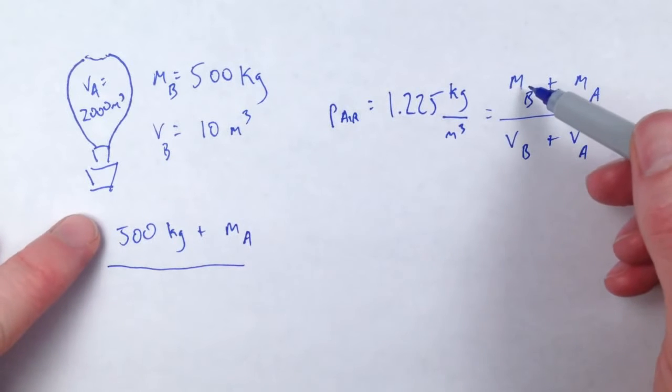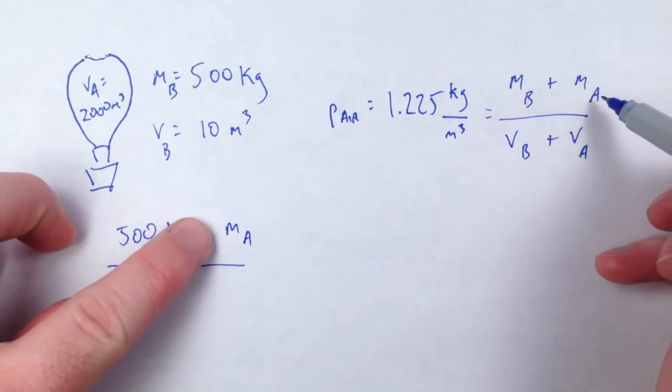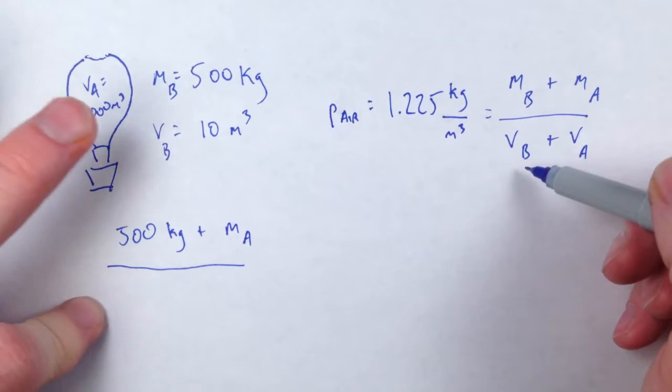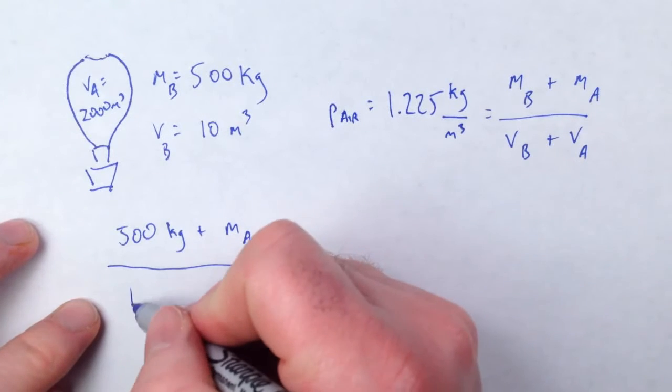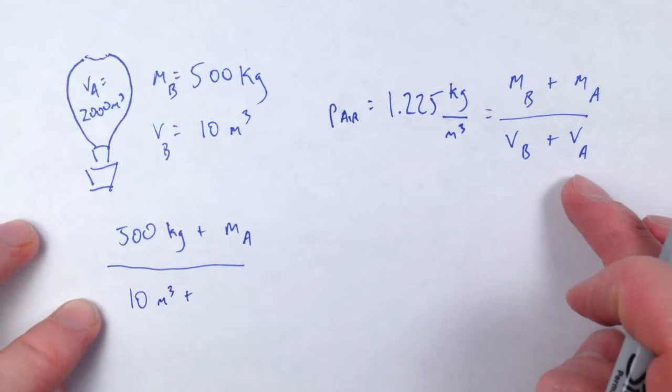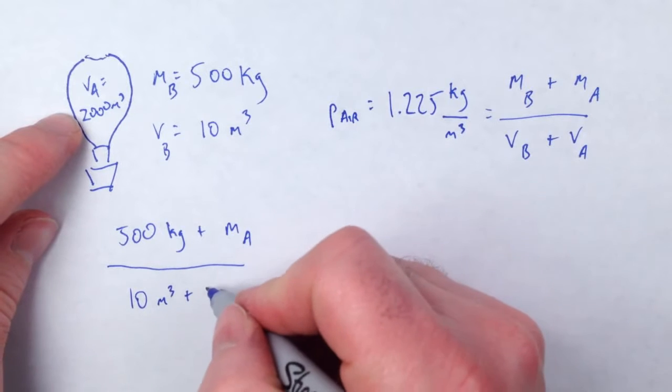So we got the mass of the balloon, it's 500. Mass of the air, that's unknown. What about the volume of the balloon? Well, that's 10. And the volume of the air, that's 2,000.